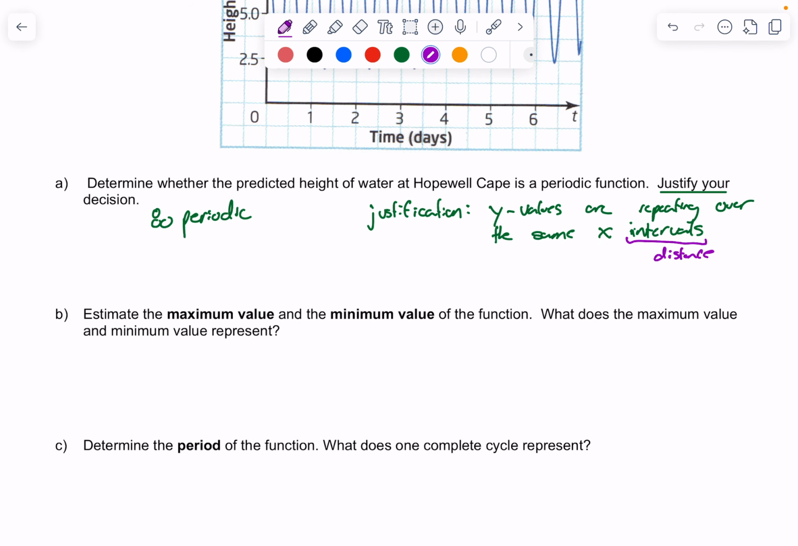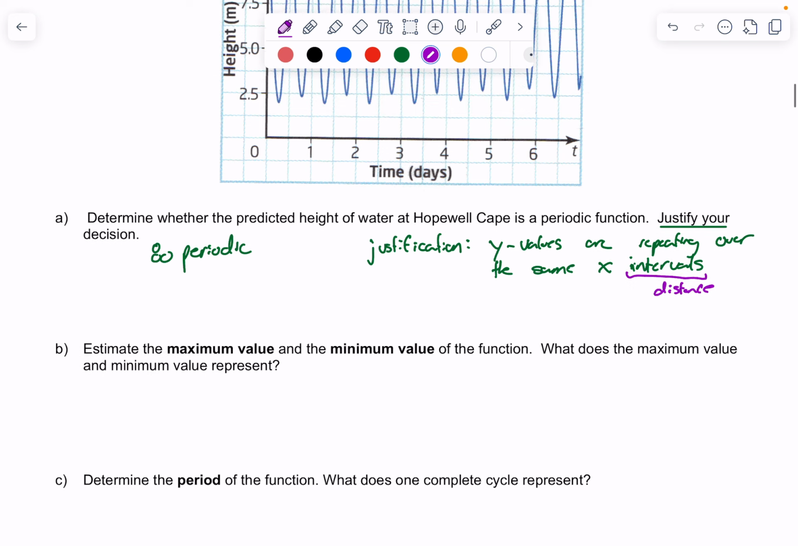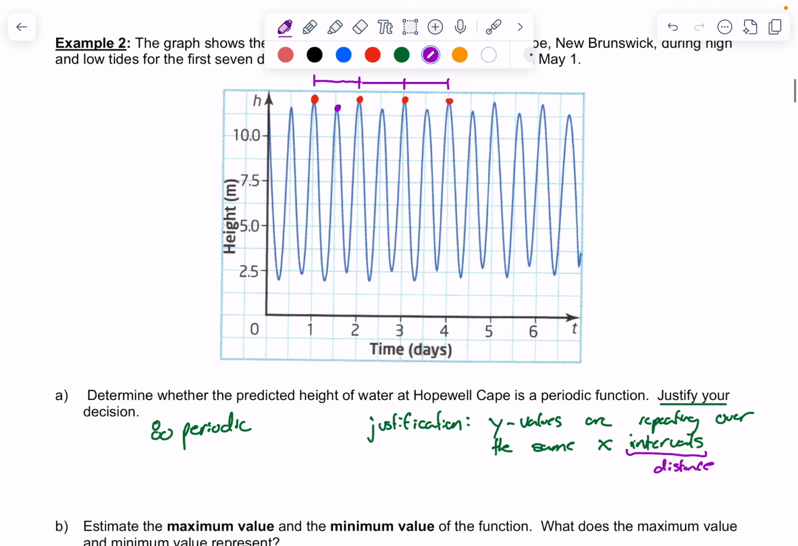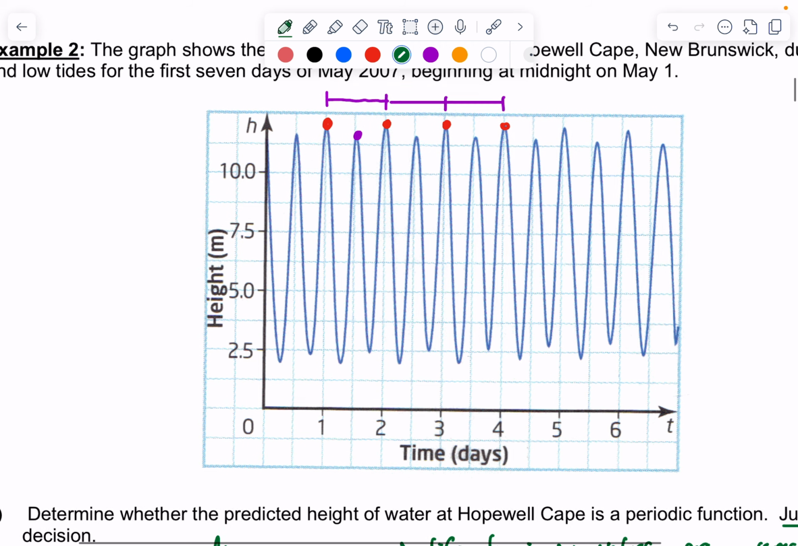So part B says, estimate the maximum value and the minimum value of the function. What does the maximum value and minimum value represent? So let's look at this graph, right? And it is an estimate because we're not going to be able to get an exact number here. So those red dots, I've actually already identified the highest point, right? Like you can see those red is higher than that purple dot I've drawn.